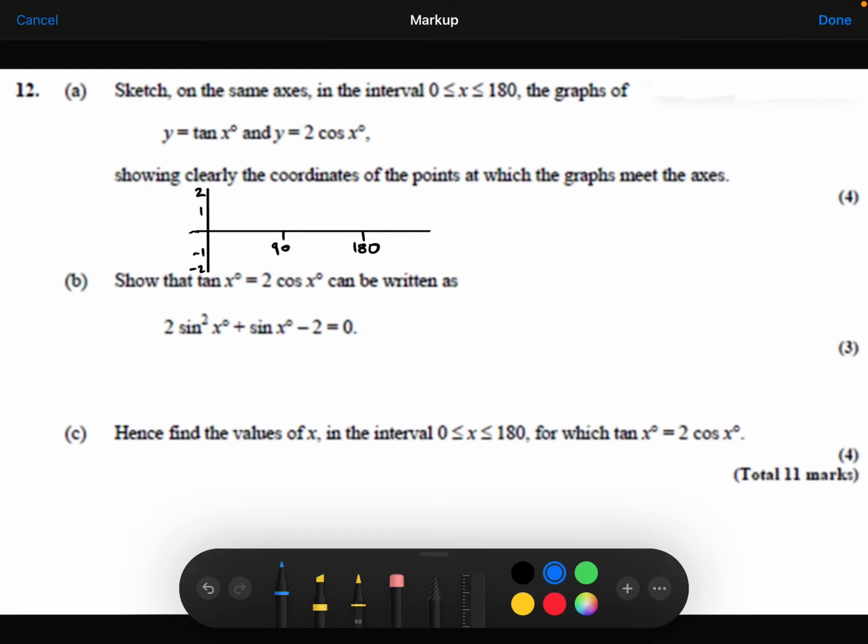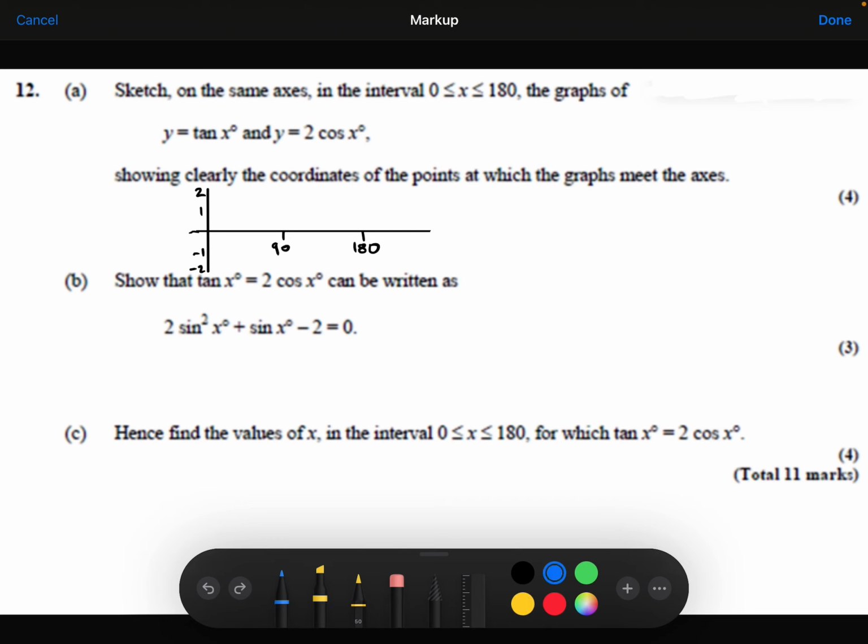Sketch on the same axes in the interval from 0 to 180 the graphs of y equals tan x and y equals 2 cos x. So let's do the 2 cos x first. So I'm going to draw the cos graph and then I'm going to multiply the y coordinates by 2 because of the 2 at the front there.